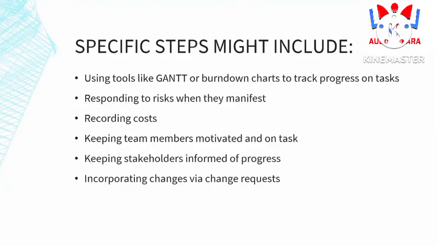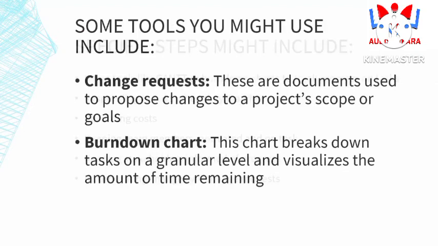So what steps can we follow in this phase? Using tools like Gantt or burn down charts, we can track our projects. Recording costs and keeping the stakeholders informed of the progress, so that they know how the project is going on. That's why we use some steps. By following this, we can achieve the best results.